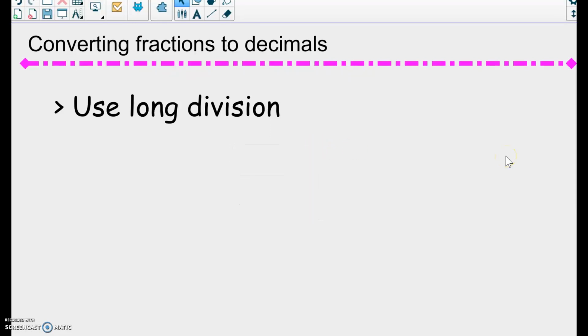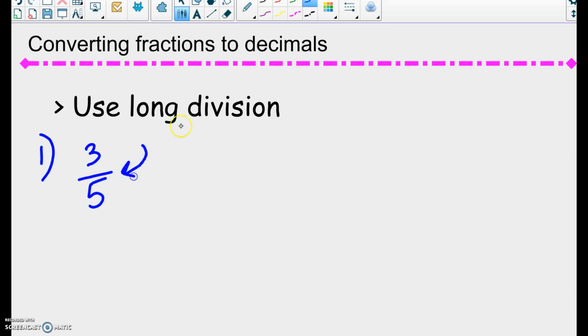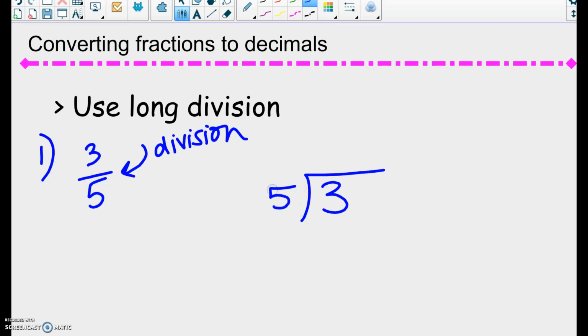Hey guys, one way to convert fractions to decimals is to use long division. So if I needed to convert 3/5 to a decimal, I know that this fraction sign really means division. So I can rewrite this as 3 divided by 5.